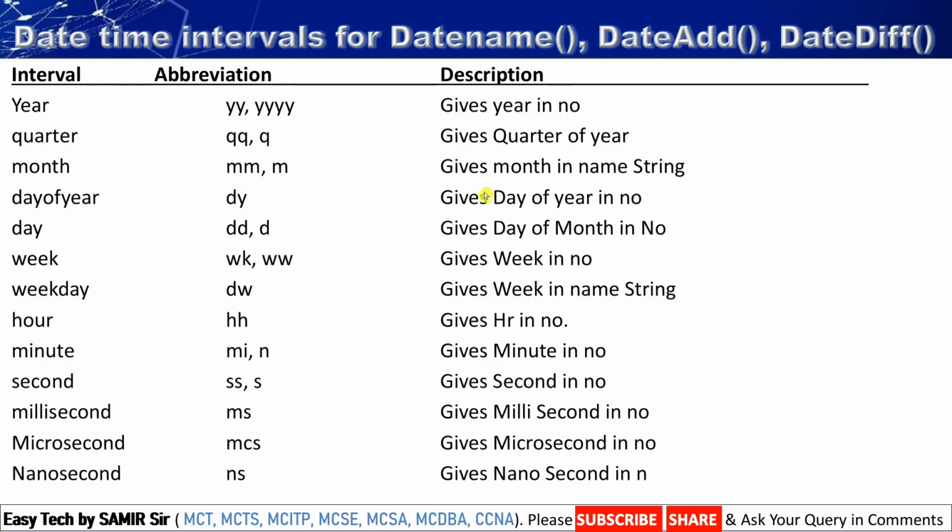Month will give you month in string, or it will give you month in number from 1 to 12. Day of a week will give you day of a week in number. Day will give you day of the month in number. WK or WW will give you week in number. Weekday, DW, will give you the day name as a string. HH stands for hour, MI for minute, SS for second, MS for millisecond, microsecond and nanosecond. That's it.